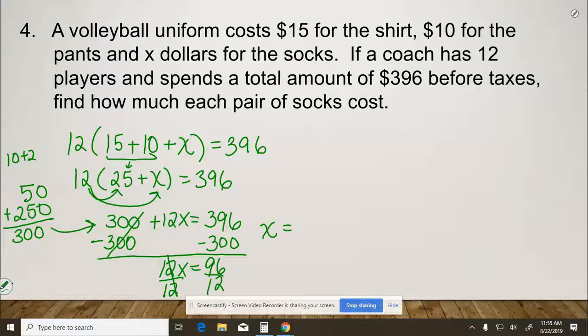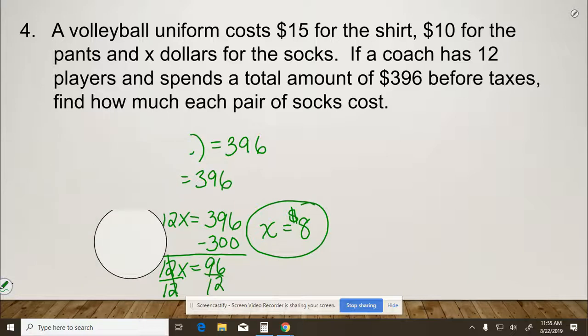So for 12 to 96, well, we have 12 times 1 is 12, times 2 is 24, times 3 is 36, times 4 is 48, times 5 would be 12 more, which is 60, times 6 is 72, times 7 is 84, times 8, 12 more than 84, is 96. So our final answer, the price of socks, is x equals 8. All right, let's see what we got in store for us next.